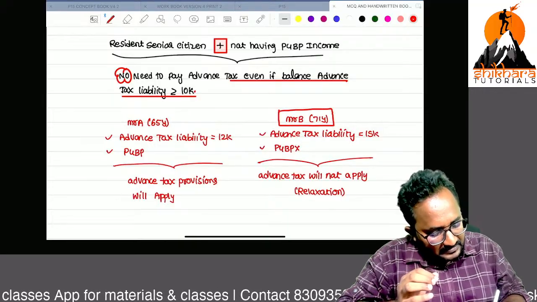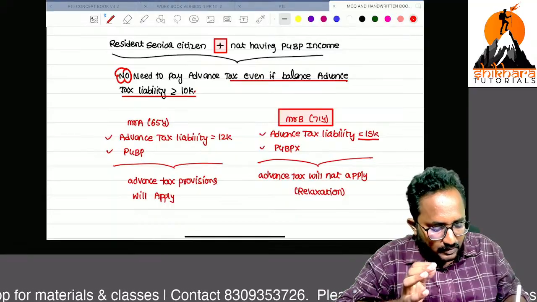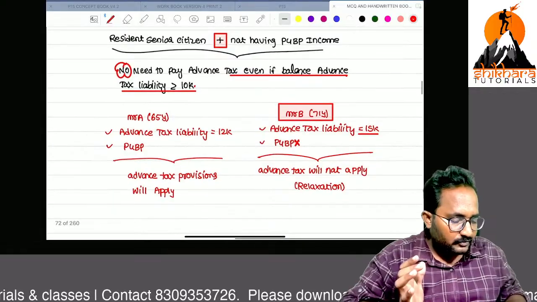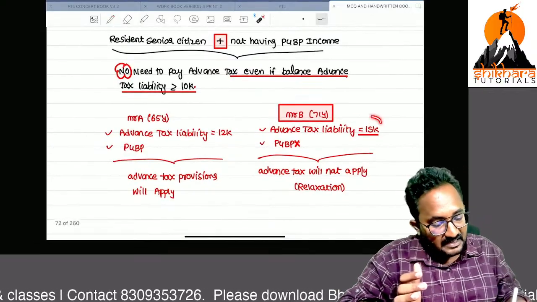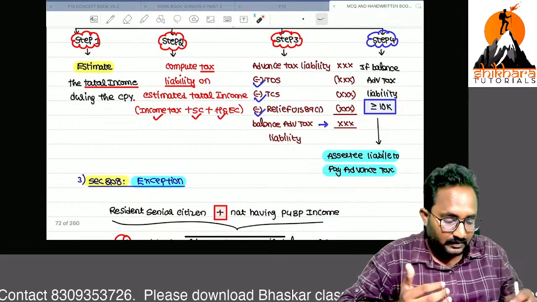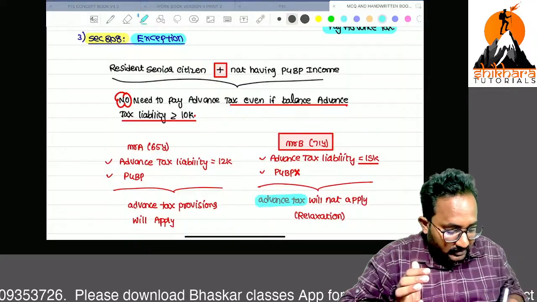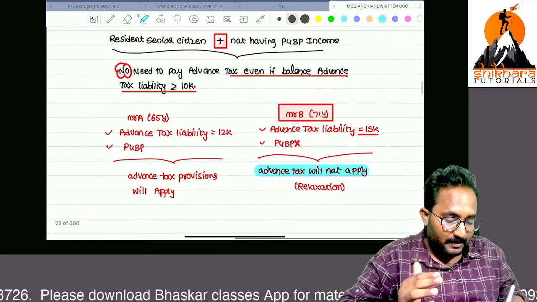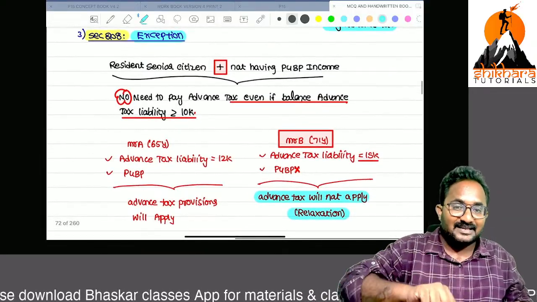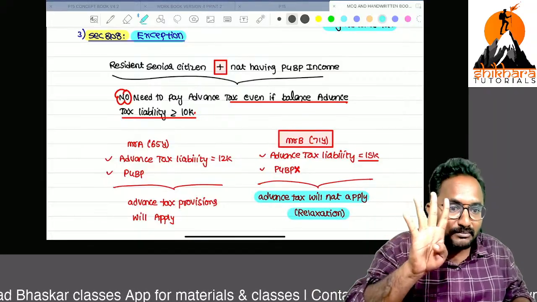In our example, please check example number 2. Mr. B is a resident senior citizen, with advance tax liability of 15,000. He does not have any PGBP income. So the balance advance tax liability as per section 209 is 15,000, but no need to pay advance tax. That is why advance tax will not apply. This is only a relaxation. On this, in the December 24 attempt, they gave a 4-mark question.